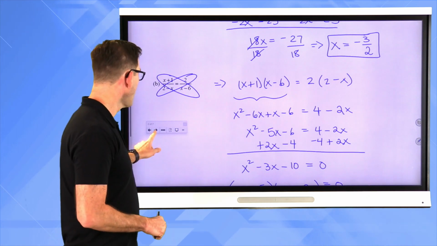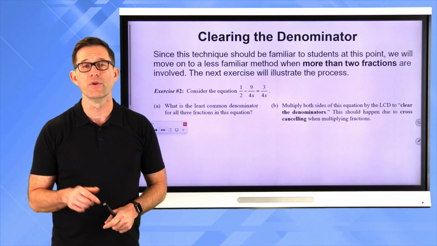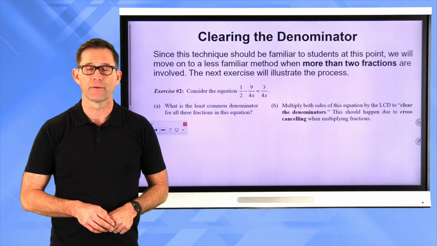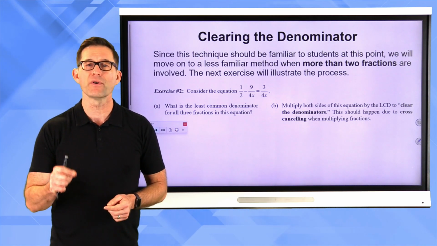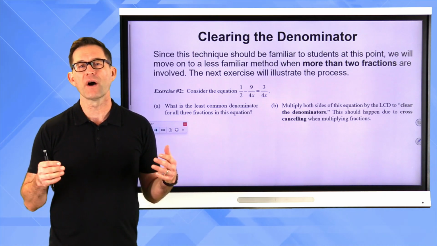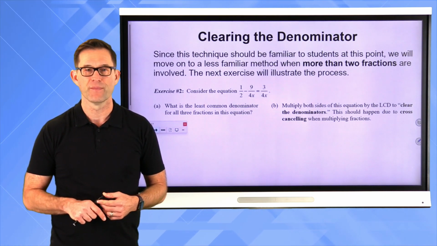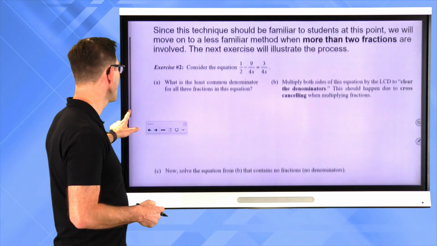But now let's move on from that scenario because we need to get into the ones that are truly unique or new to Algebra 2. I'm going to show you something called clearing the denominator. Since this technique, i.e. cross-multiplication, should be familiar to students at this point, we will move on to a less familiar method when more than 2 fractions are involved. The next exercise will illustrate this process. Exercise number 2.